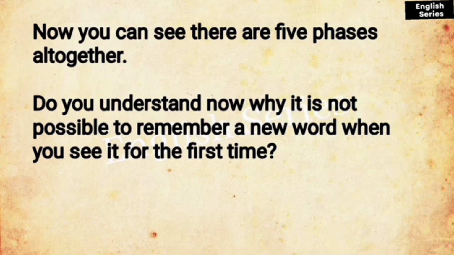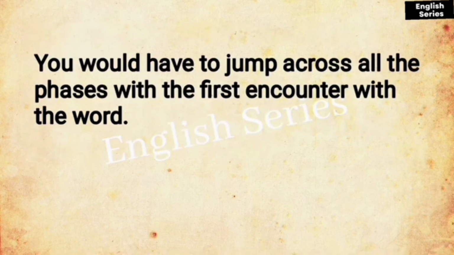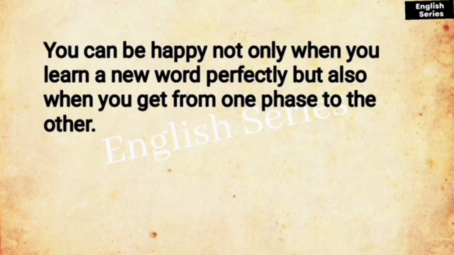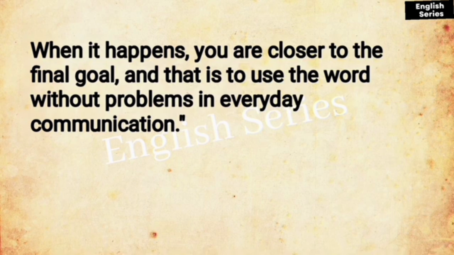Do you understand now why it is not possible to remember a new word when you see it for the first time? You would have to jump across all the phases with the first encounter with the word. You have to see or hear every word several times and let it go through all the phases until you get to phase number 5. You can be happy not only when you learn a new word perfectly, but also when you get from one phase to the other. When it happens, you are closer to the final goal, and that is to use the word without problems in everyday communication."